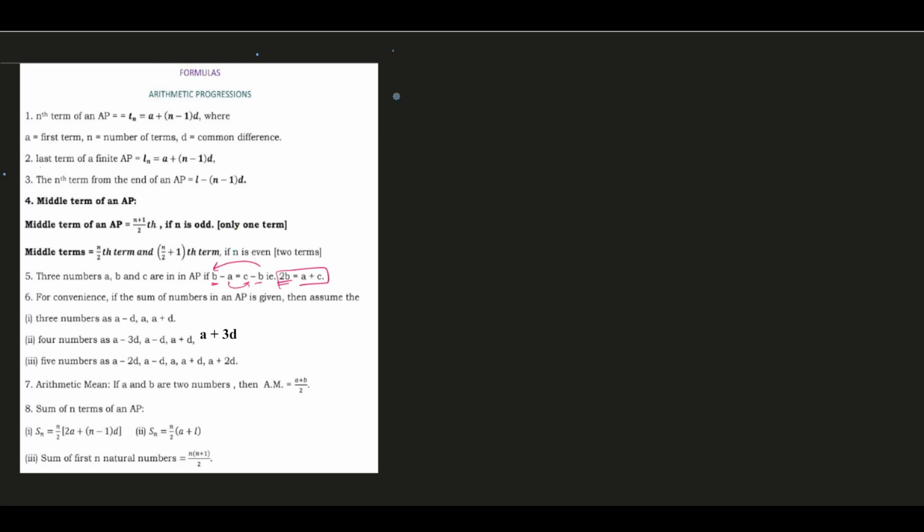So see, suppose in a question, if they have asked us to assume three numbers in AP, then those three numbers will not be A, B, C. Okay, do not take it as A, B, C or X1, X2, X3. Do not ever take it like this.